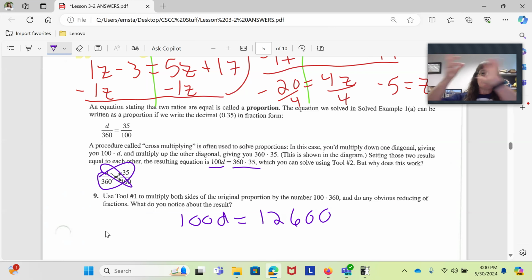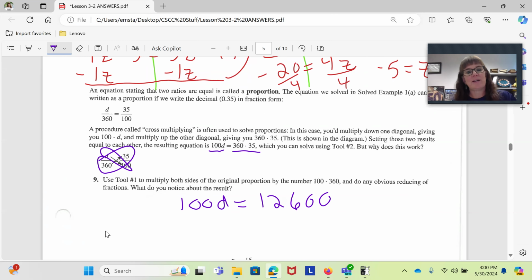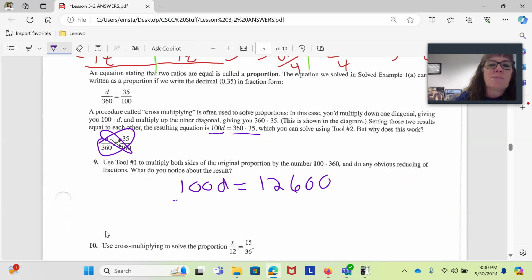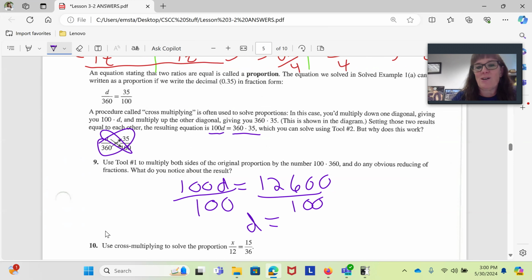That 100 is smashed up against the d. That means times. How do I undo times? I undo times by dividing. You can throw it in your calculator. The cool thing about dividing by hundreds is the zeros cancel out. So you could do it that way if you want to. D is 126.